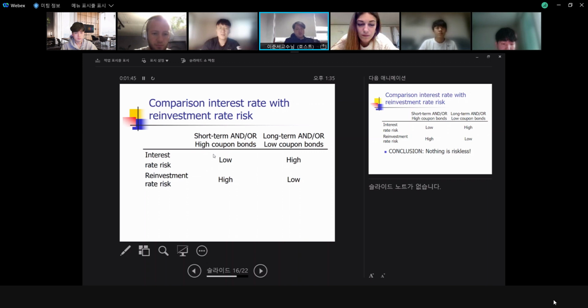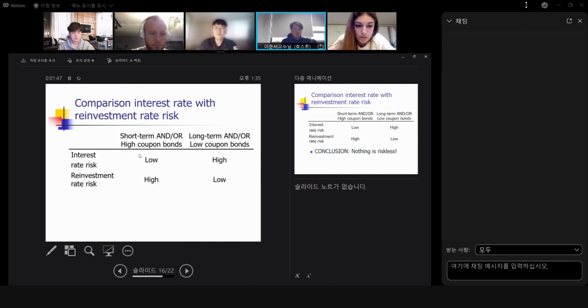Interest rate risk and reinvestment rate risk with respect to maturity. As you know, interest rate risk is lower in the short-term bond and higher in the long-term bond, whereas the reinvestment rate risk is higher in short-term bond and lower in the long-term bond. So we figured out the interest rate risk and reinvestment rate risk in terms of maturity.